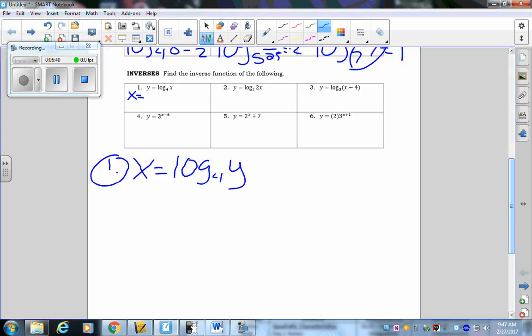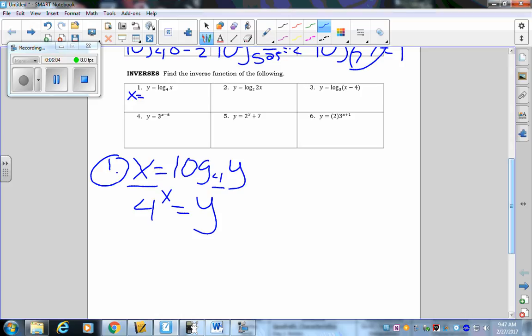Now, if I have anything being added, subtracted, or multiplied outside the log, I'm going to move that or undo that first, but I don't. So now I can go ahead and write this as an exponential. The 4 is my base. This is my exponent equals y. Those are inverses. Once y is isolated, I have my inverse.